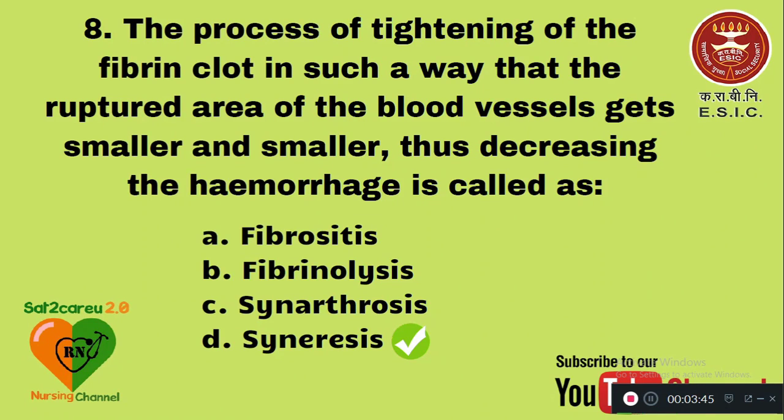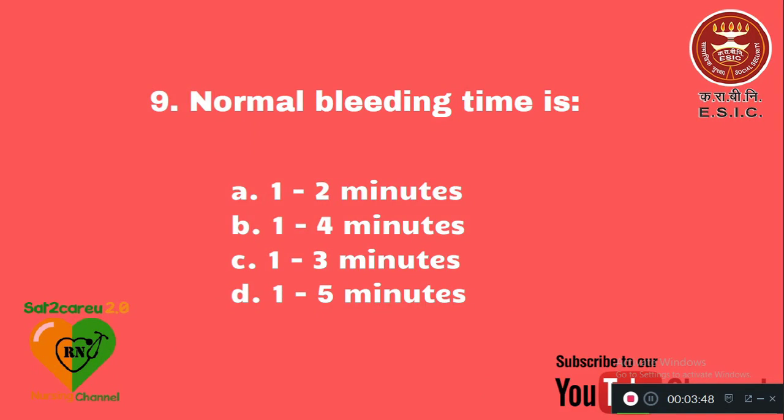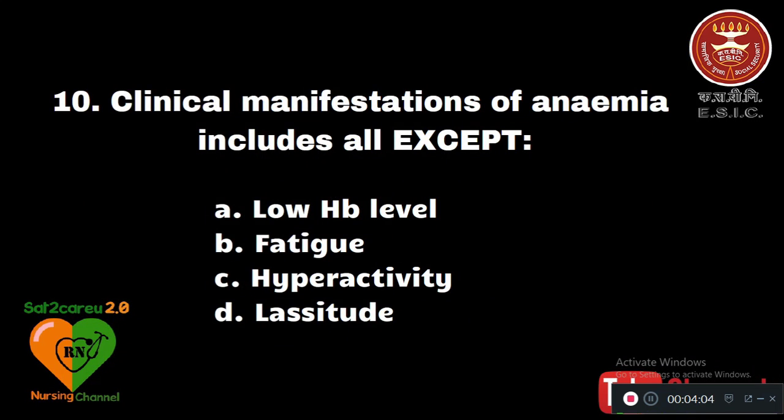Question number 9. Normal bleeding time is A 1 to 2 minutes, B 1 to 4 minutes, C 1 to 3 minutes and D 1 to 5 minutes. The right answer option C 1 to 3 minutes. Question number 10. Clinical manifestations of anemia includes all except option A low HB level, B fatigue, C hyperactivity, D lassitude. The right answer option C hyperactivity.